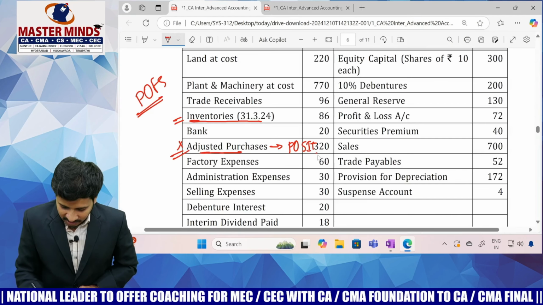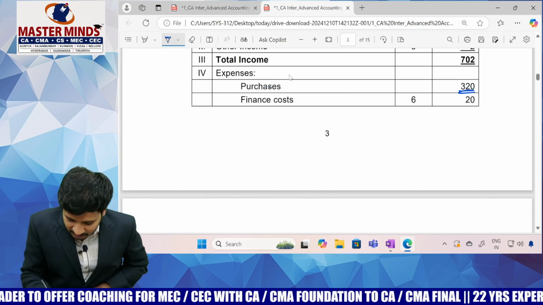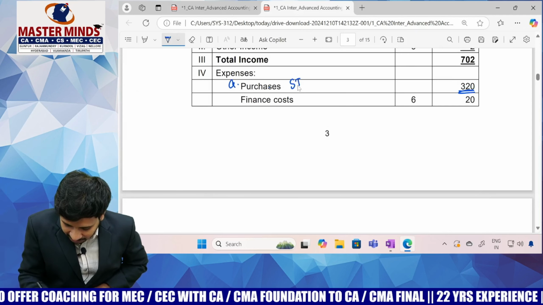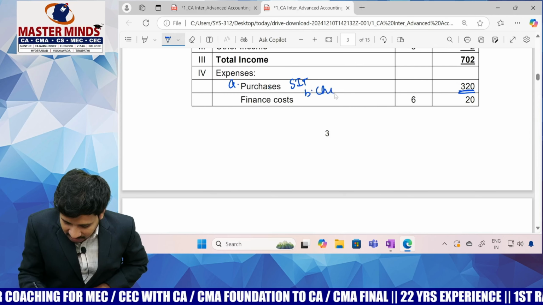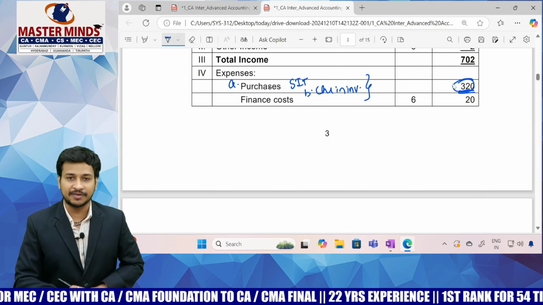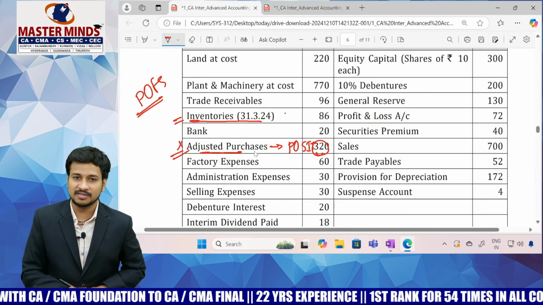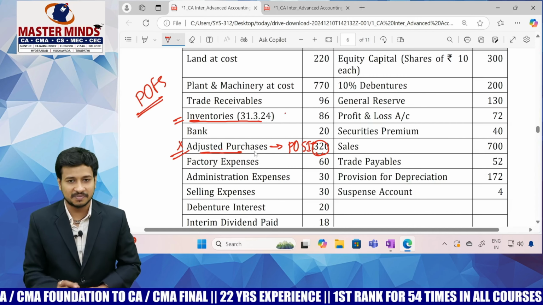Expenses, see here 320, purchases, it is booked here itself, but technically speaking it is wrong. A, purchase of stock in trade, and B, changes in inventories of stock in trade. These two things collectively 320. So be careful with adjusted purchases and inventories. This is special adjustment number 1.